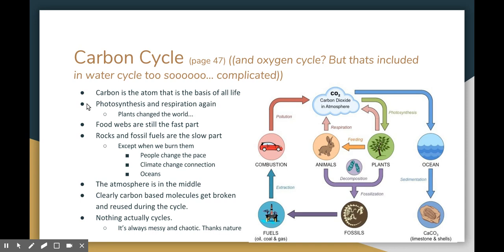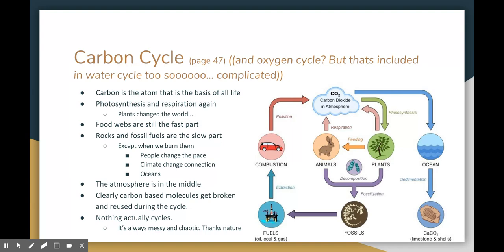Again, we talked about photosynthesis and respiration being a part of the water cycle, and they're equally as important in the carbon cycle. Both of those processes include carbon dioxide or sugar, and those are carbon-based. And that bio part is really big for our world.